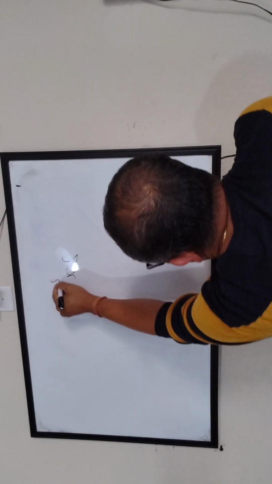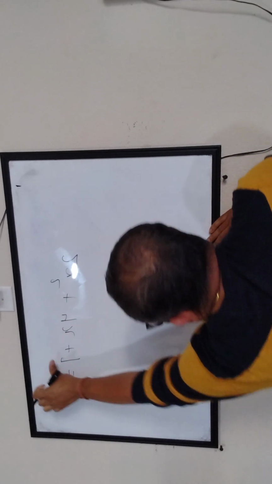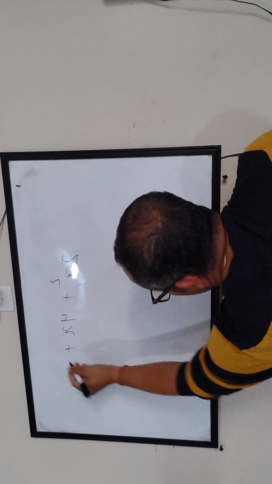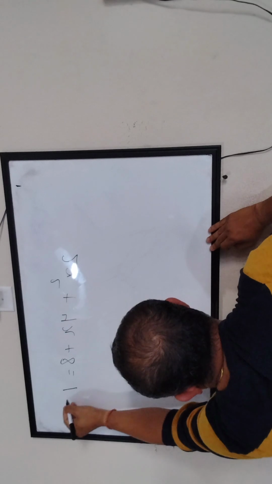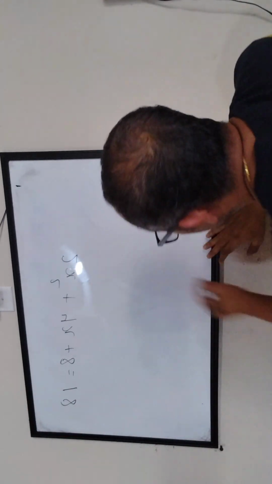So this equation, I don't know what affinity I have with this number 7. I end up writing 7 so many times. 18. Forcefully I wrote 8. Okay. Now this one.